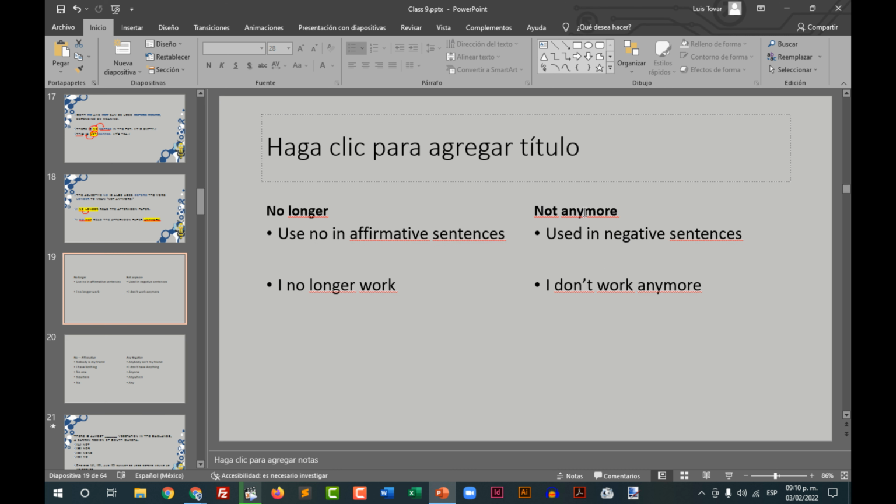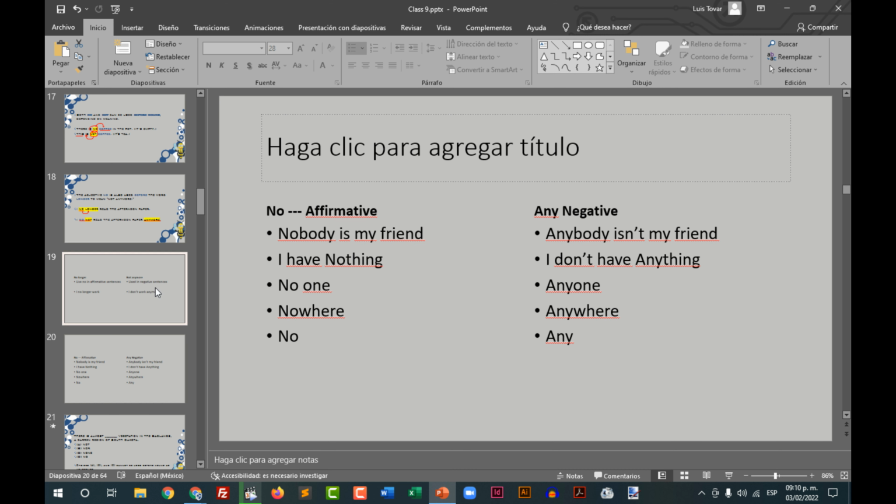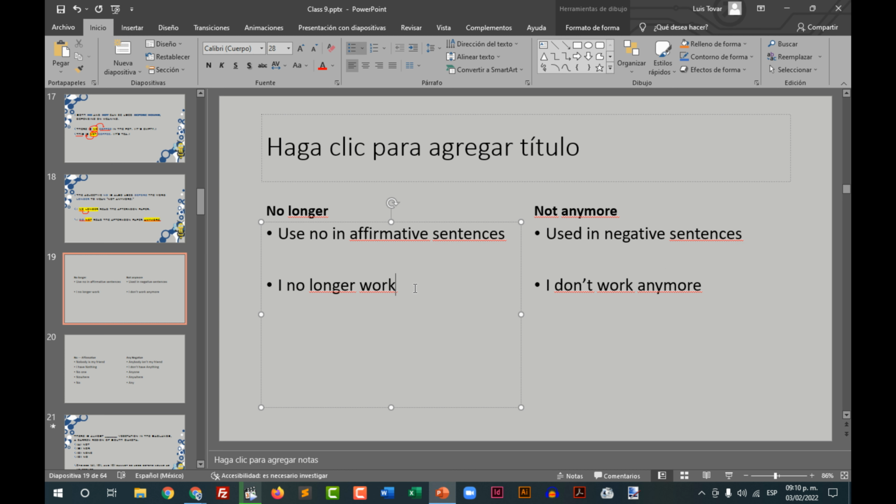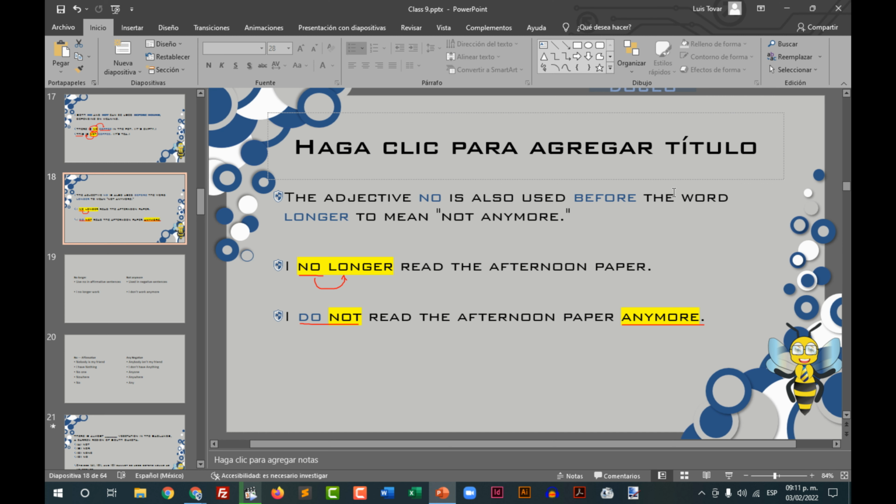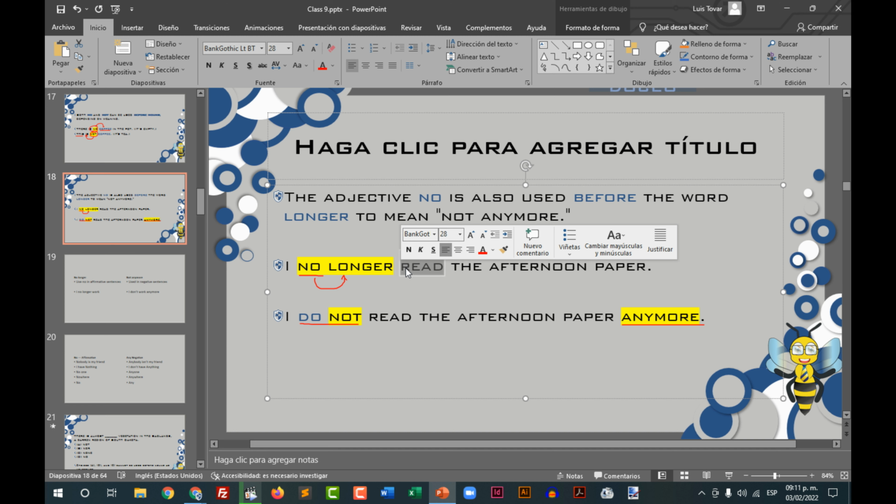Okay? For example, you give me this example. I no longer work. Is it correct to say I work no longer? No. That's the rule here. It says that we use no longer before the verb to mean not anymore, and we are not going to use it after the verb. Before the verb, I'm sorry, before the verb. Yes? Yes. Okay.